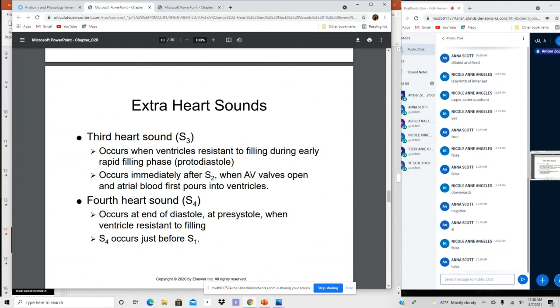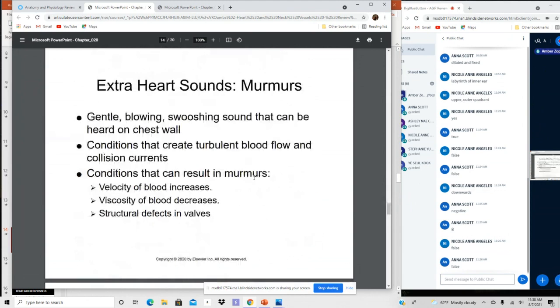There's also an extra heart sound called S4, which occurs at the end of diastole and presystole when ventricles are resistant to filling. And S4 occurs just before S1. These extra heart sounds are called murmurs, and they can be heard as gentle blowing or swooshing sounds on the chest wall.